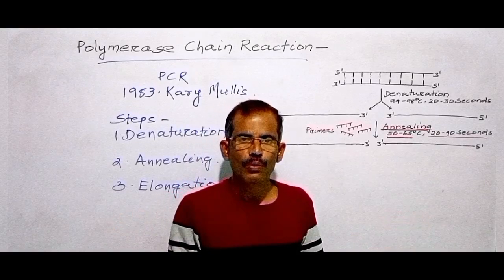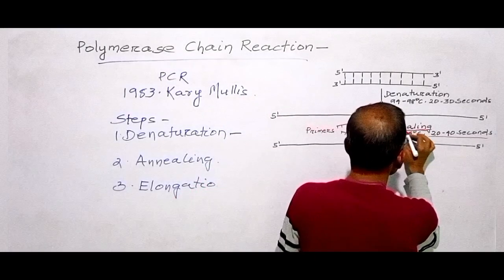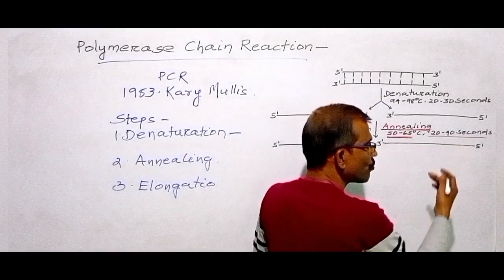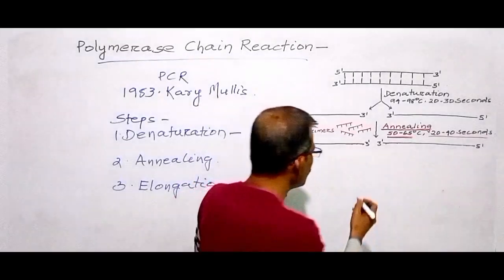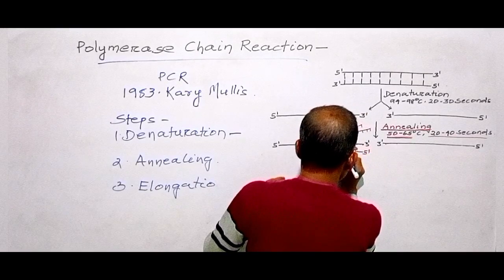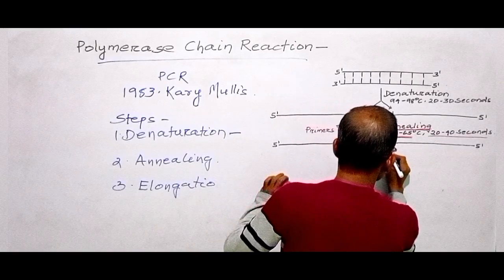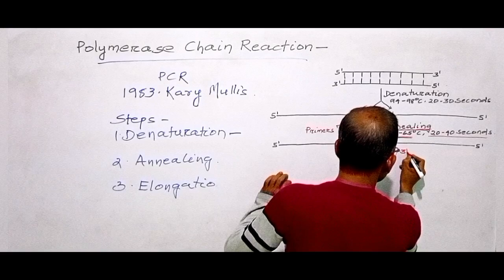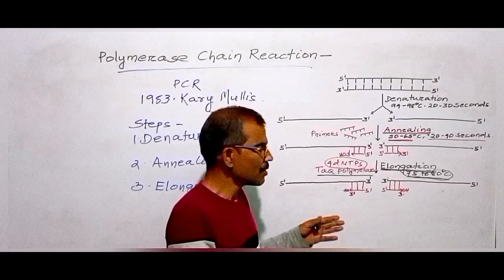Second step is primer annealing. Primers are short oligonucleotides containing about 20 nucleotides. In this step, the reaction temperature is lowered to 50 to 65 degrees centigrade for 20 to 40 seconds. At this temperature, primers, which are in excess in the reaction tube, are annealed or base paired to the 3' end of the single-stranded DNA molecule. The function of the primer is to provide a free 3' hydroxyl group to which successive nucleotides are added by the enzyme Taq polymerase.